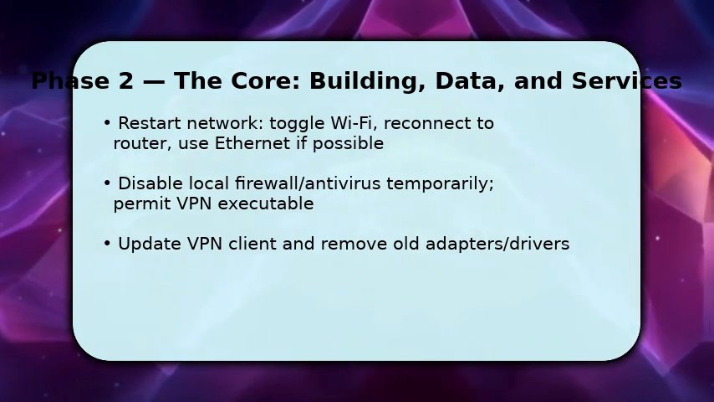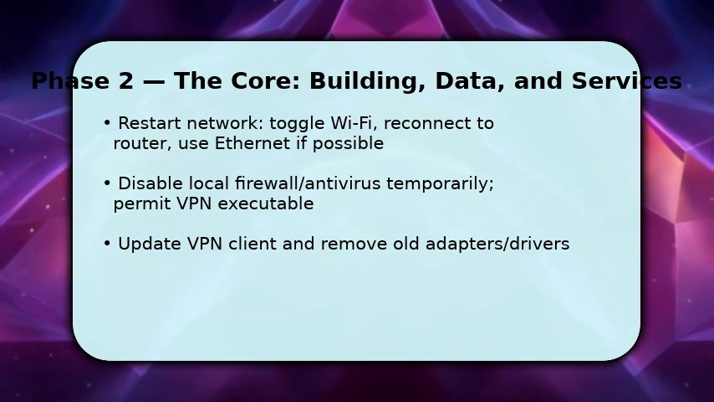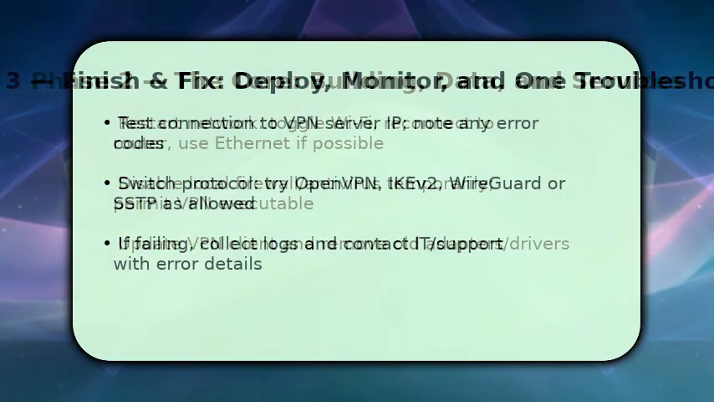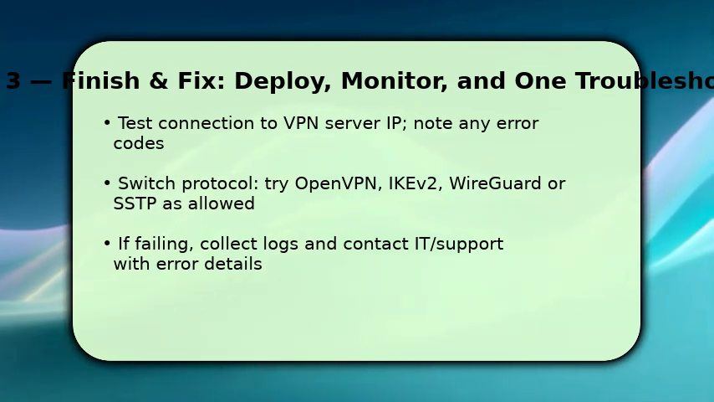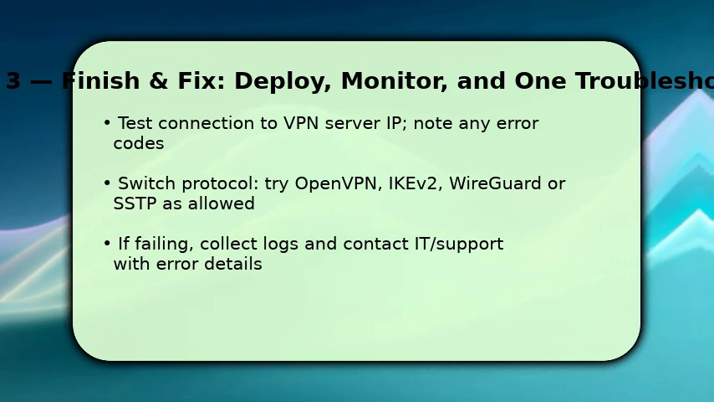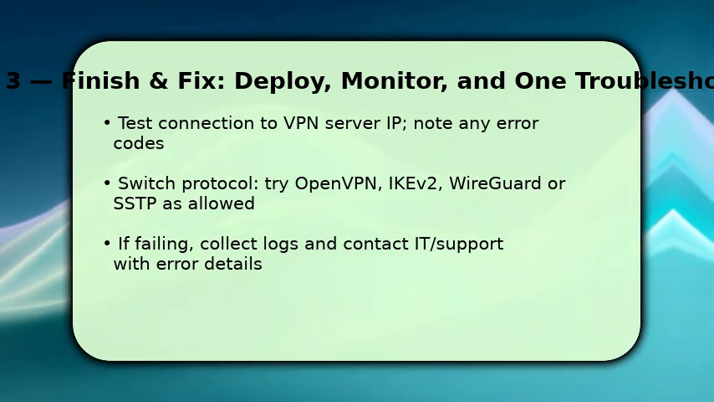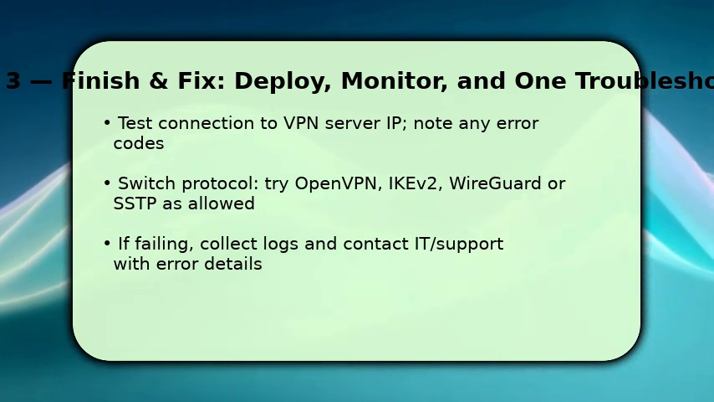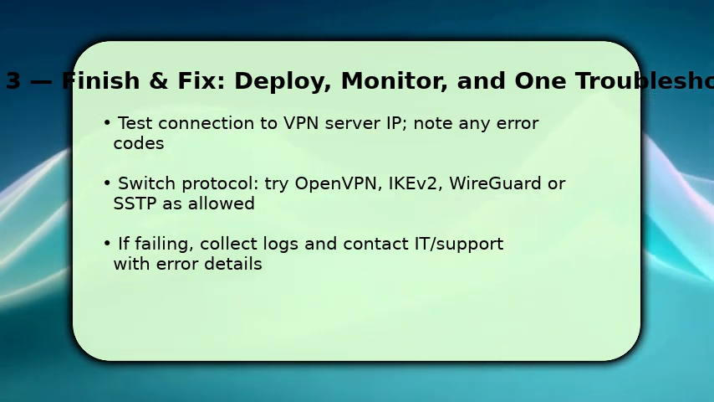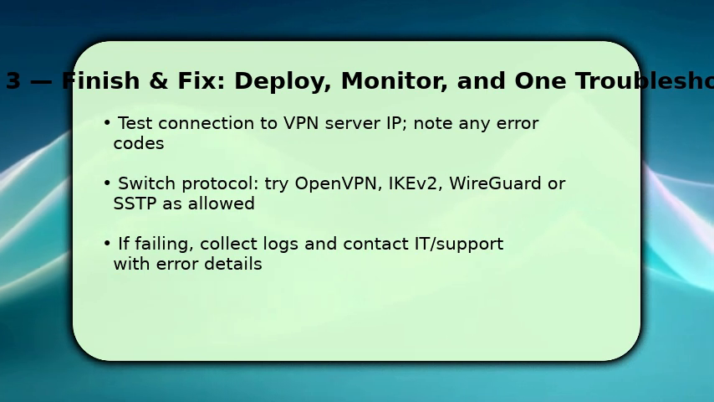Finish by verifying the connection and using diagnostic options. Attempt to connect and test the VPN server IP directly. Note any error codes shown. If it still fails, change the VPN protocol. Try OpenVPN, IKEv2, WireGuard, or SSTP, because some networks block specific tunnels. Make sure split tunneling or DNS settings aren't forcing bad routes.